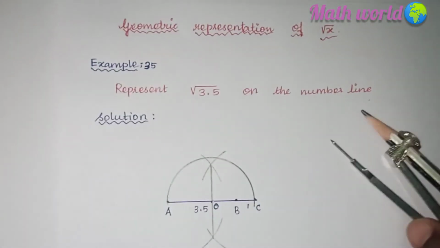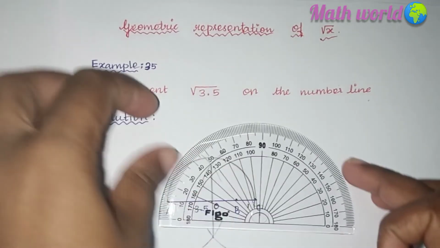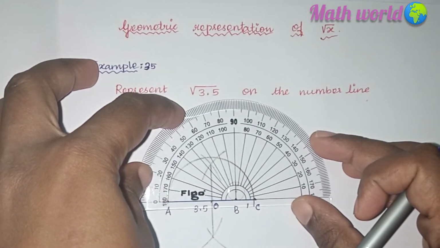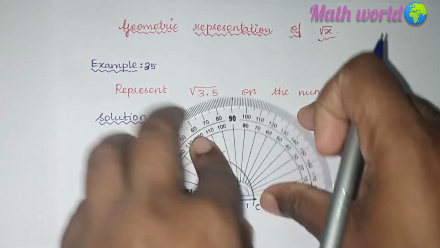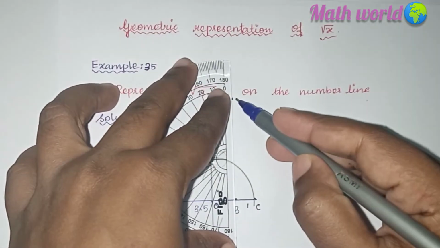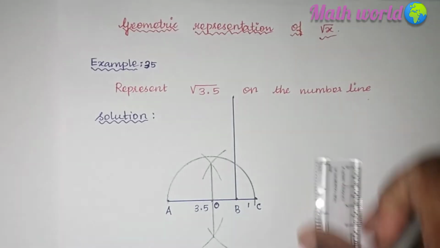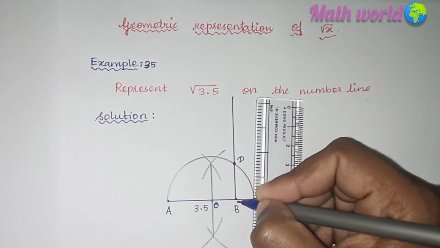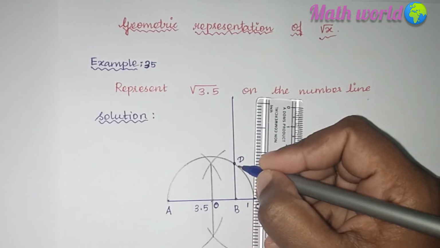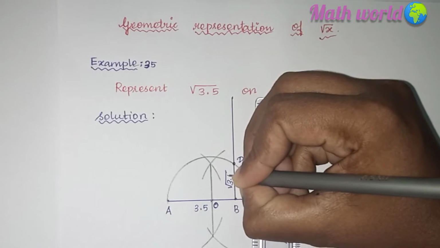Now I am going to take the perpendicular distance from B. You get that value as 90 degrees, so I draw one perpendicular line. Now we get one distance. It touches this semicircle, and that point is marked as D. So this BD distance is called the square root of 3.5.